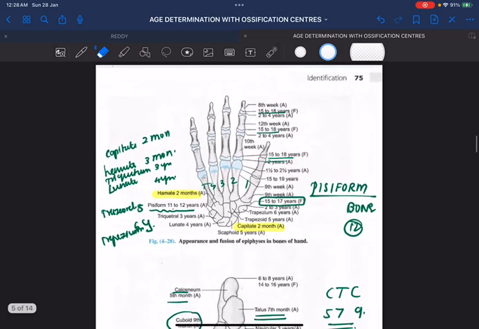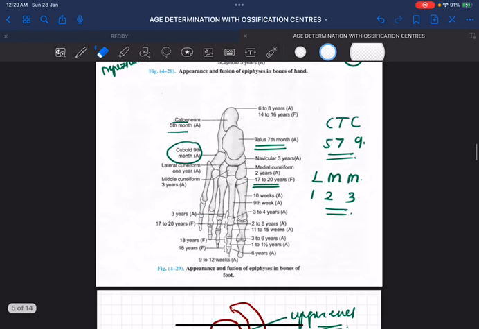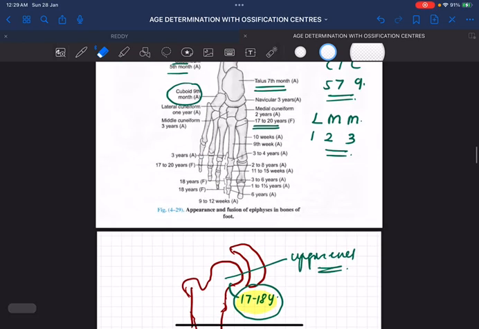Then carpal bones: capitate, hamate, 2 months, 3 months. Triquetrum, lunate, 3 years, 4 years. Trapezoid, I comes first, no? So 5 years. Trapezium, U comes second, no? So 6 years. Pisiform bone has how many letters? 12 letters. So what is the age of fusion? 12 years. First metacarpal, 15 to 17 years. Then comes the question, what is the first metatarsal? It is 17 to 20 years.